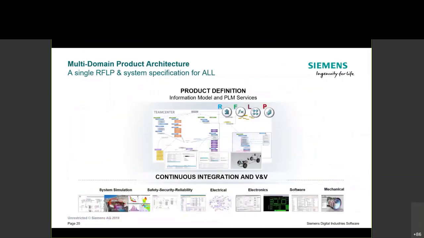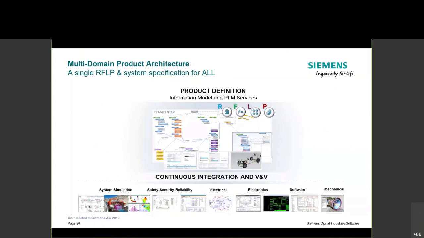All right, so back to multi-domain product architecture. And you probably heard this acronym, RFLP, which stands for Requirement Functional Logical Physical. I guess it goes a bit beyond that. We talk about system specification, and the whole idea when we talk about product definition is to bring this information model and the PLM services that could serve all engineering domains downstream. So that's what you see at the bottom of this slide.